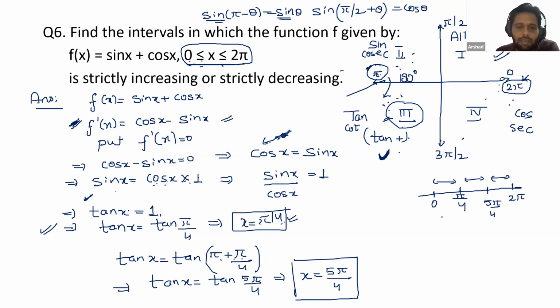Now, here we have tan x is equal to 1. So from this, we can say that this is positive. Tan is positive for the first quadrant and for the third quadrant. So we need the angle in the first and the third quadrant. Okay. So we have tan x is equal to 1. So what is the value of tan 45 degrees?